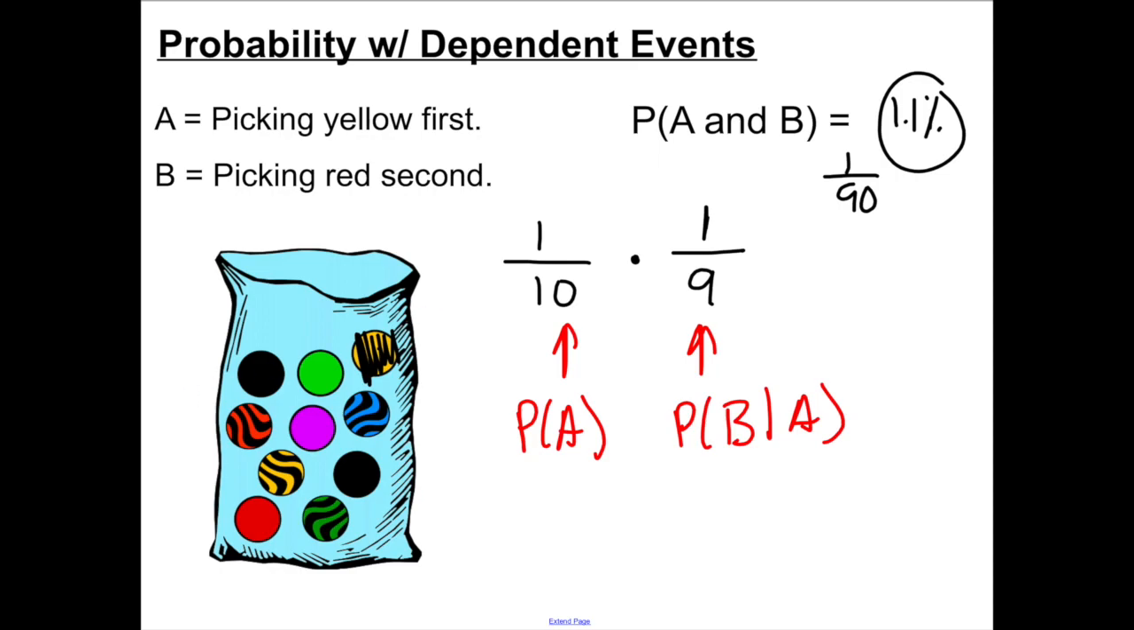Let's see how we actually do some of these. A bag contains tiles with the letters shown at the right. Find the probability for randomly drawing tiles one after another without replacing them.